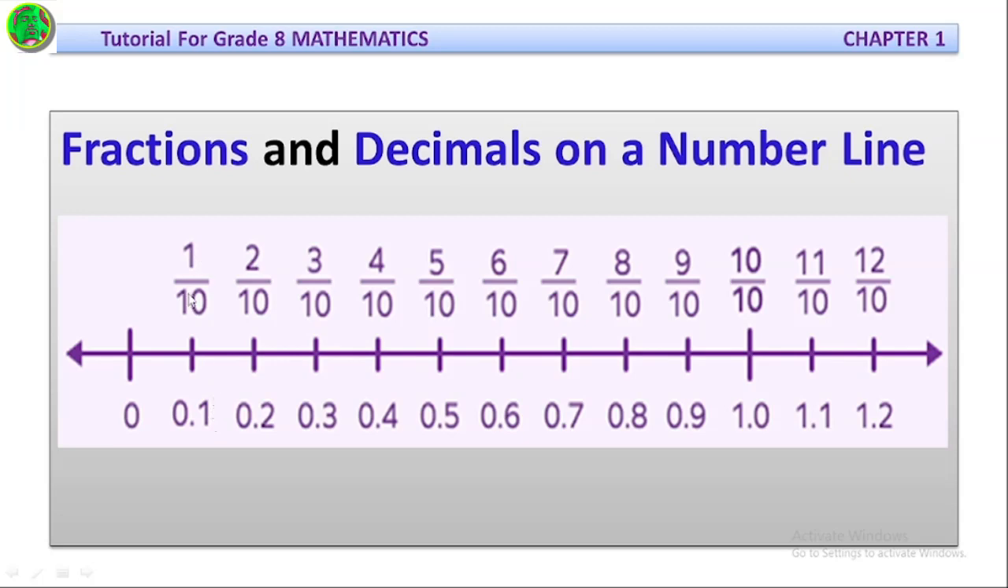So we have to know which number can be represented on a given point on the number line. The numbers must be written sequentially, because this fractional number is written sequentially. From left to right, the value increases. From right to left, the value will decrease. So this is the way to represent fractions and decimals on the number line.